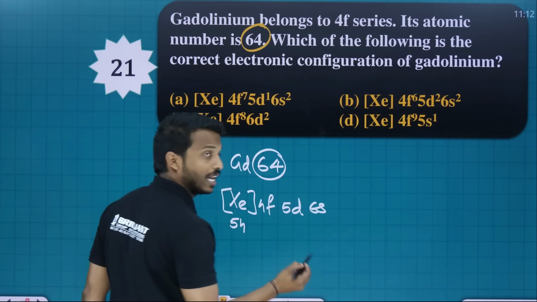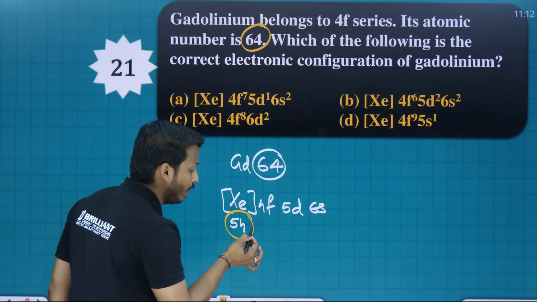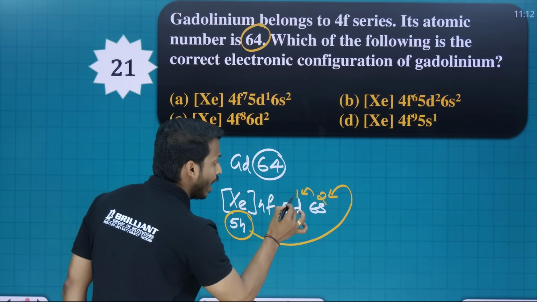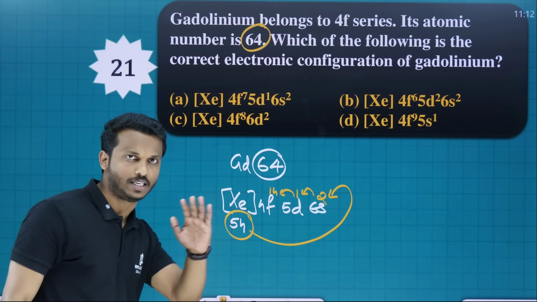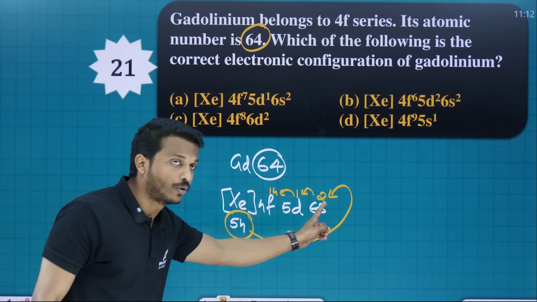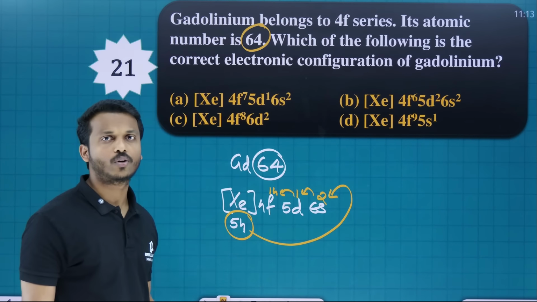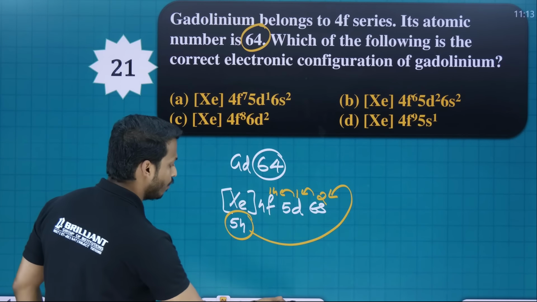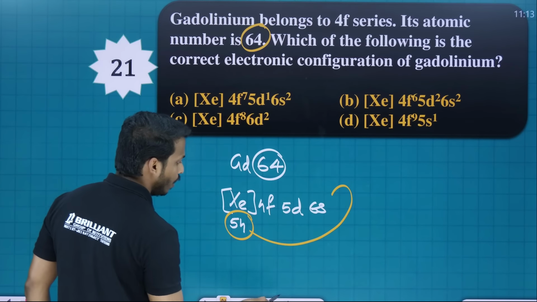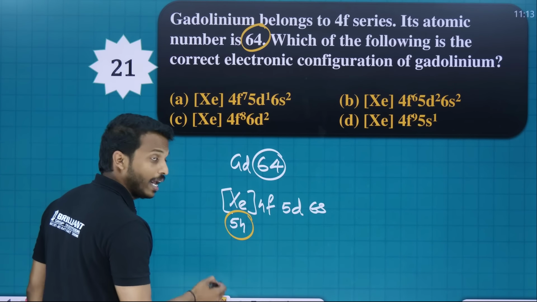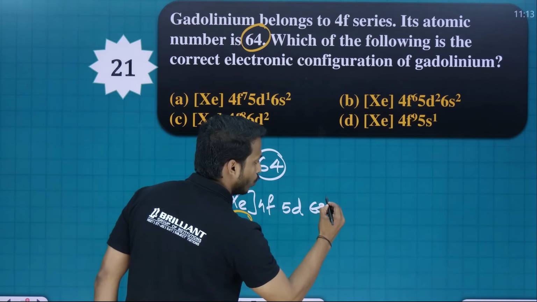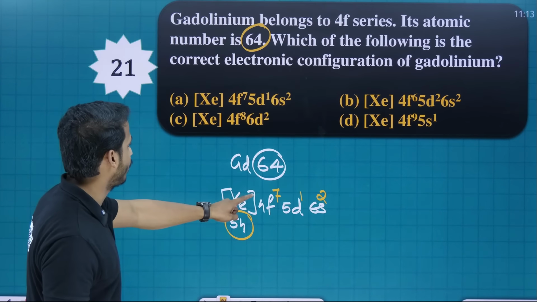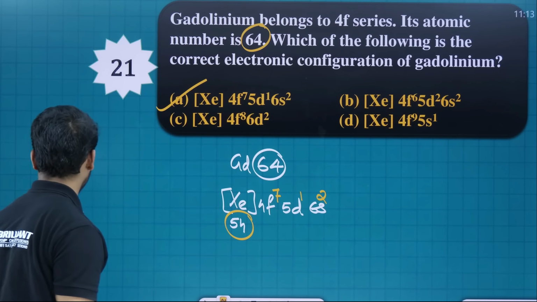Do you know the filling of electrons? The way of filling electrons is like this. After 54, the next 2 electrons we should fill in 6s, 1 electron in 5d and 14 electrons in 4f. If you have some more electrons to fill, come back to 5d and fill up to 10. Here we need to fill up to 64, and already 54 is over, so 10 more electrons we need to fill. Let us fill 2 here, 1 here, 7 here. That is the configuration: xenon 4f7 5d1 6s2, that is option A itself.